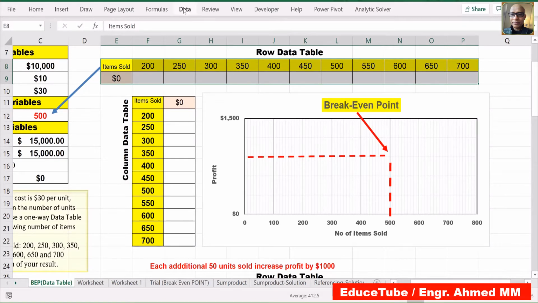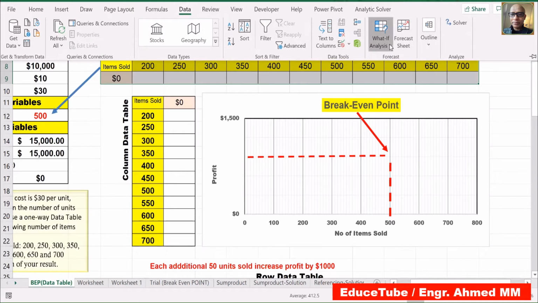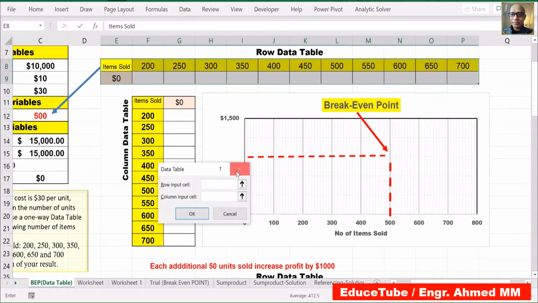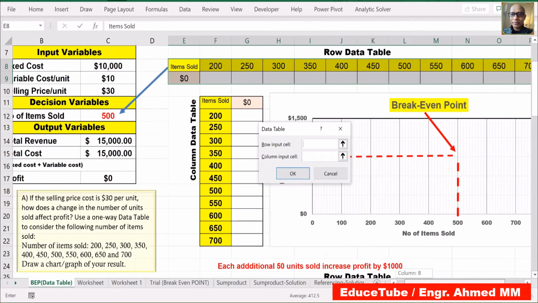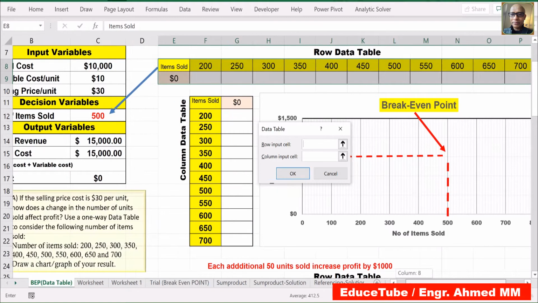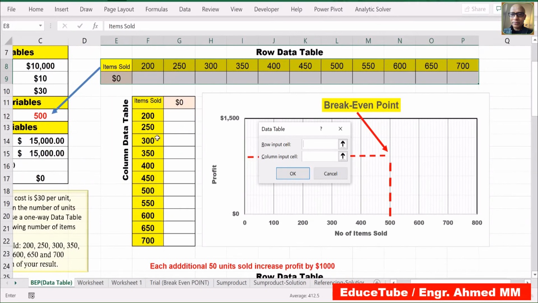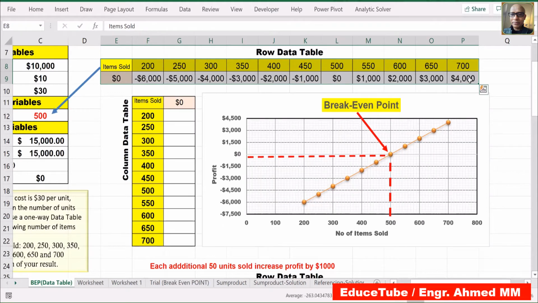After selecting, I go data, what if analysis, then select data table. What does it say? Row input, because this is row. So surely we shall go here. This one, I can bring the slide here, you can see it, this is decision variables. This item sold 500, so I am selecting this 500 here, this one. Press OK. You see, it is generated.